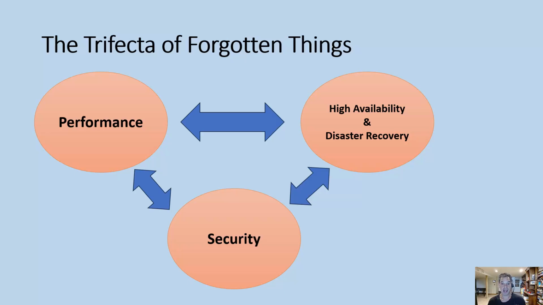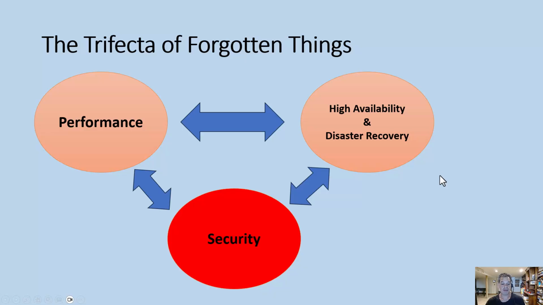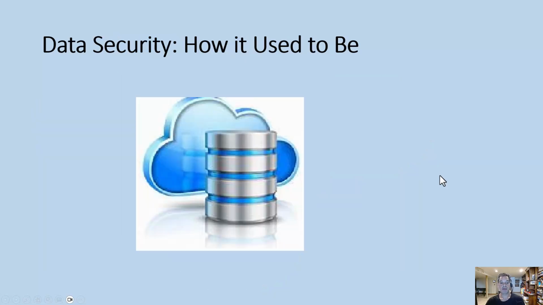And security, again, one of those things where until you have a breach or until somebody really knocks some sense into you, it's very easy to forget about security and not take it as seriously as maybe you should. So I call it the trifecta of forgotten things. It's meant to bring light to the fact that we very often cast things aside that we probably shouldn't. And today we're going to talk all about security.